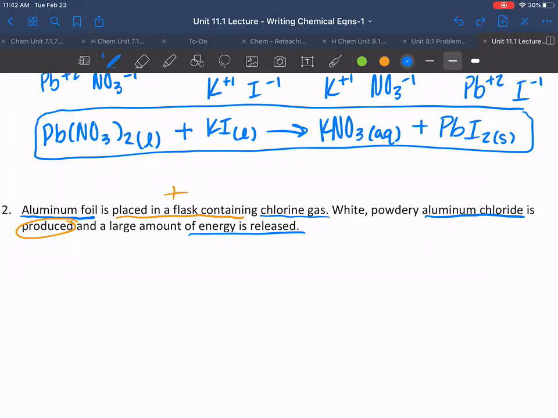Aluminum foil, that's just aluminum. What do you think we write for aluminum then? Al. And what state is foil? It's a solid. And so one tip I'll give you guys is that if you have a metal, just a metal, iron, nickel, platinum, whatever, it's likely just going to be that solid metal. That's usually how we find metals. All right. So this is combined with chlorine gas. How do you think we write that?